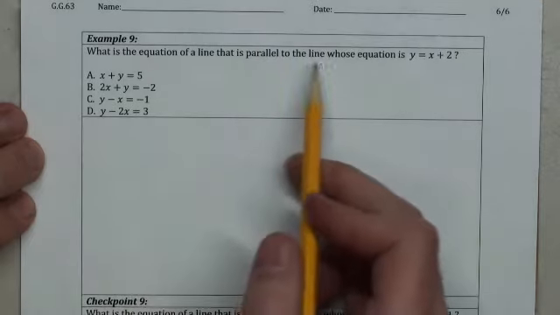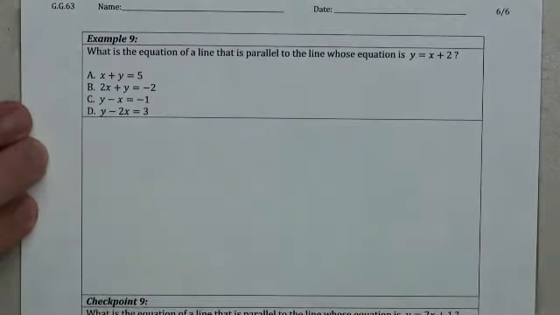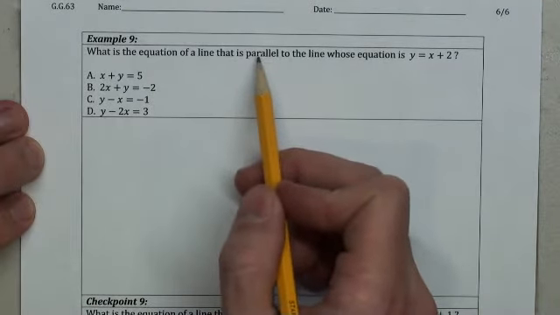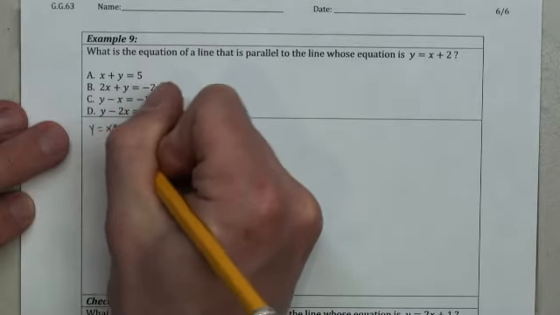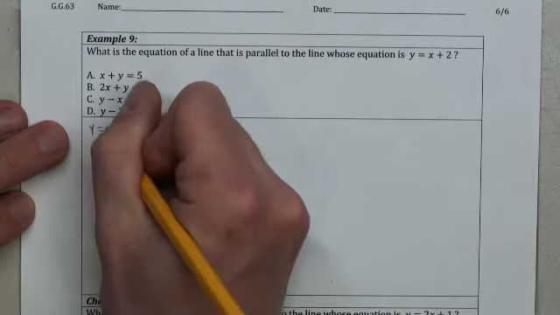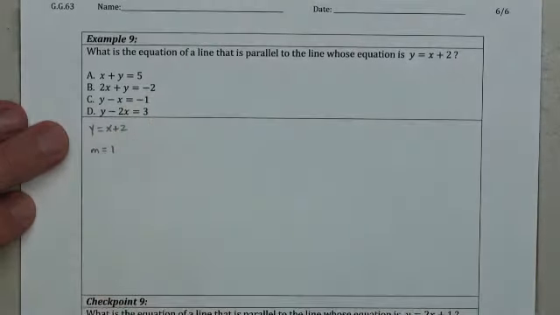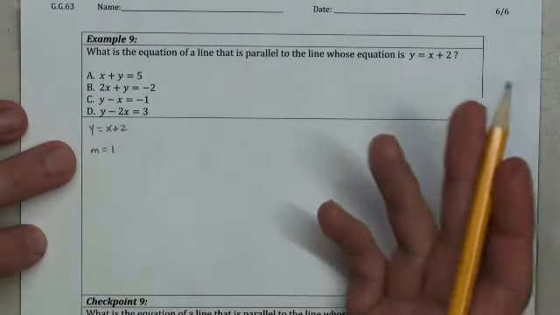What is the equation of a line that is parallel to the line whose equation is y equals x plus 2? So again, this is like the same thing, but look, parallel this time. Parallel, so we're looking for the same slope. Here's our original, y equals x plus 2. Our slope is, there's a 1 in front of that x. So our slope is 1. Okay, and we don't even have to write that as a fraction because 1 over 1 is just 1.